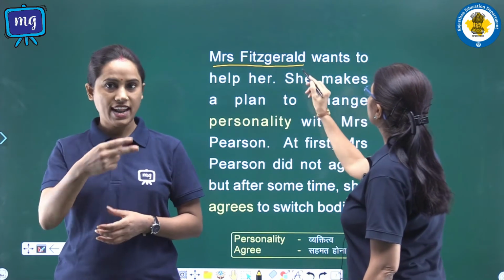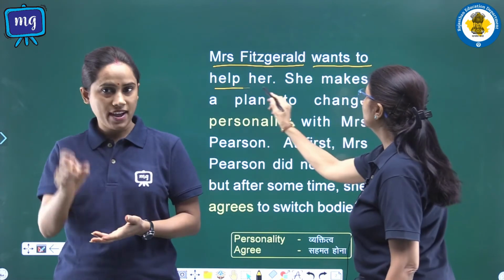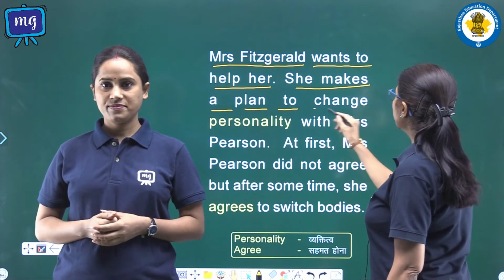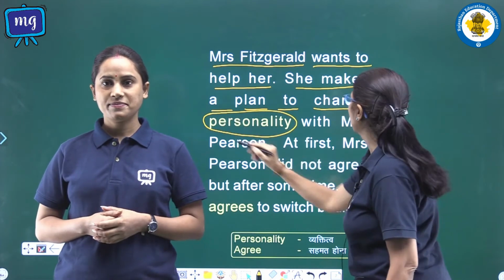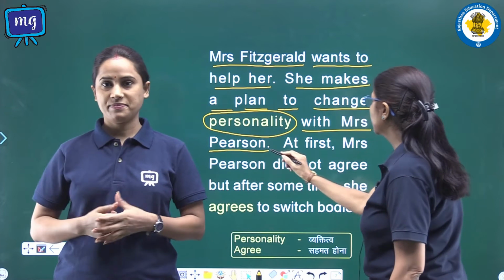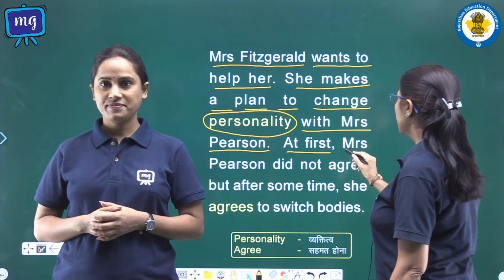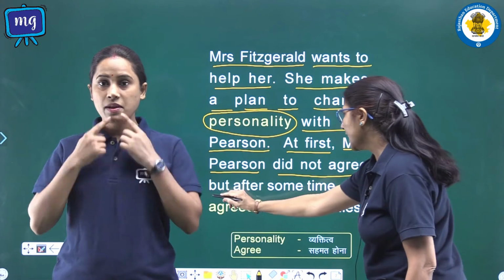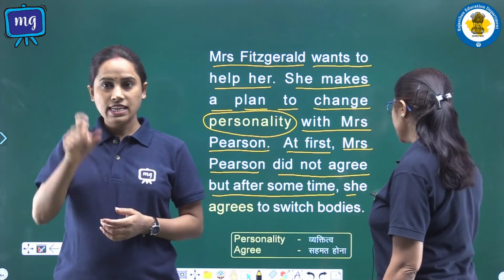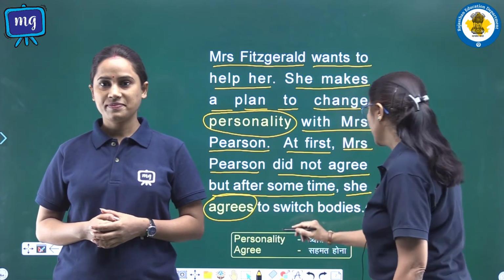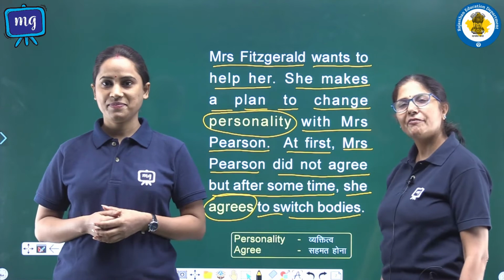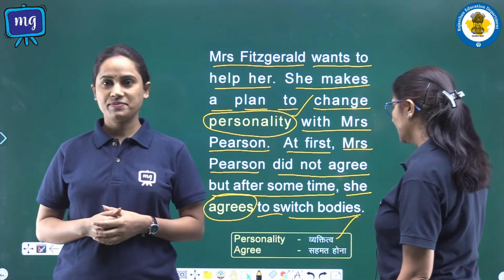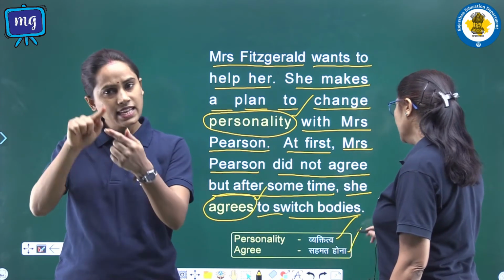Mrs. Fitzgerald wants to help her. She makes a plan to change personality with Mrs. Pearson. At first, Mrs. Pearson did not agree, but after some time, she agrees to switch bodies. Word meaning: personality, व्यक्तित्व. Agree, सहमत होना.